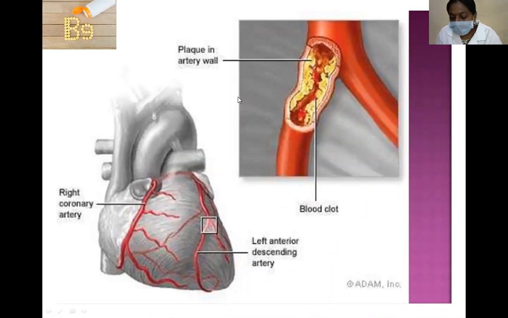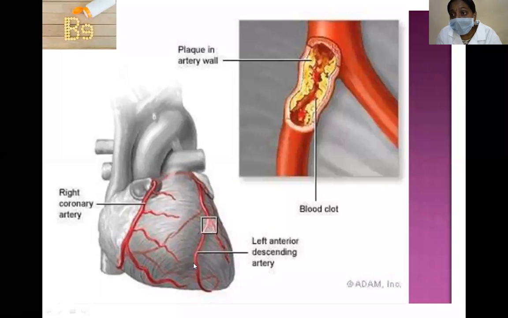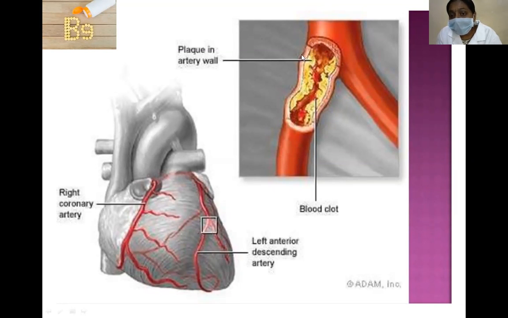Here, when there is a B9 or folic acid deficiency, one of the manifestations in cardiovascular diseases is that the left anterior descending artery mainly leads to plaque formation and accumulation of fat. This is mainly prone to inflammation, plaque in the arterial wall, and blood clot formation, finally leading to atherosclerosis.